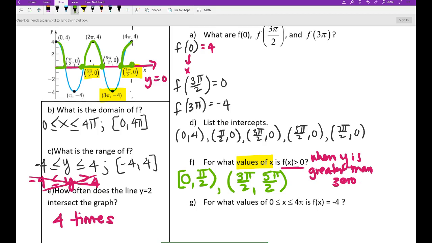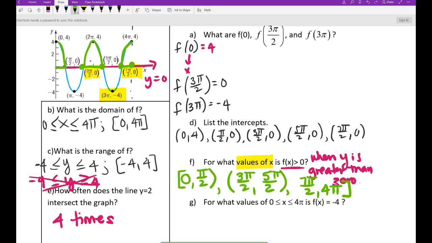So what is that? Where do we start with that last piece? 7 pi over 2 all the way to 4 pi. Now let's check out the notation. At 4 pi, is the y value greater than 0? Can I include that? Perfect.